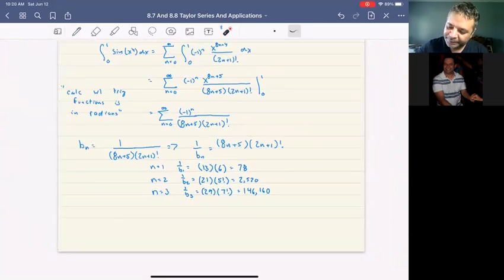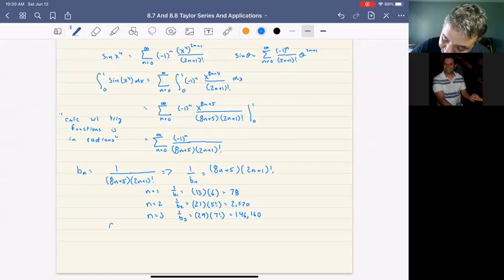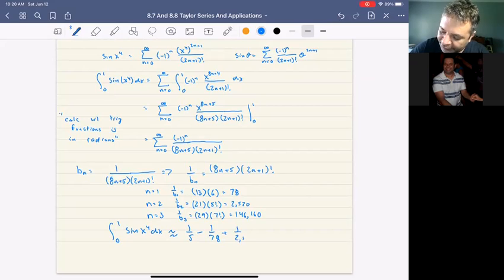This is approximately: n equals 0 is 1 over 5, n equals 1 is 1 over 78, n equals 2 is 1 over 2,520. And that comes out to 0.1876.